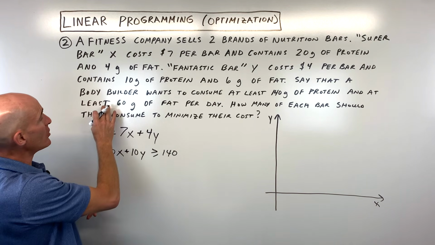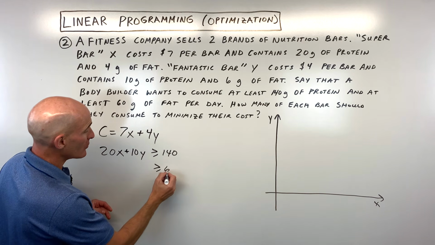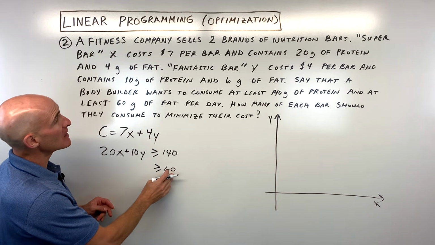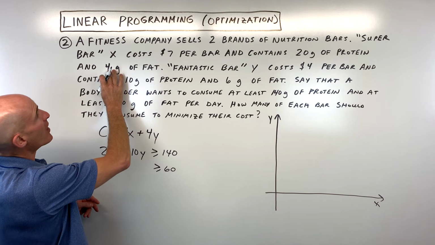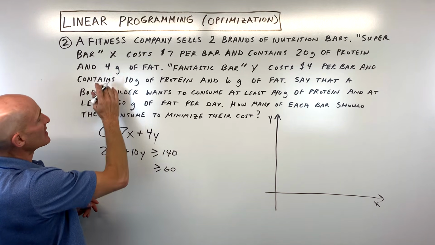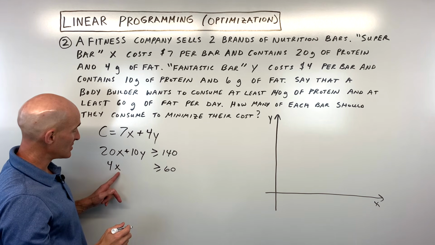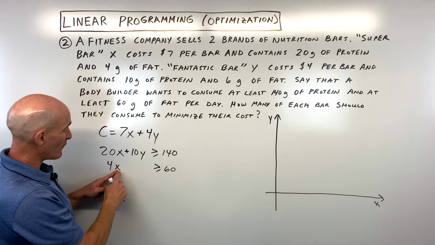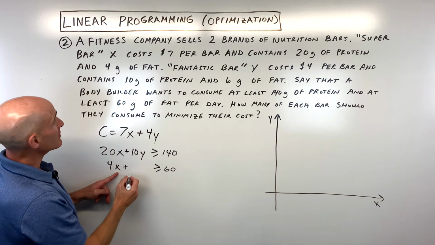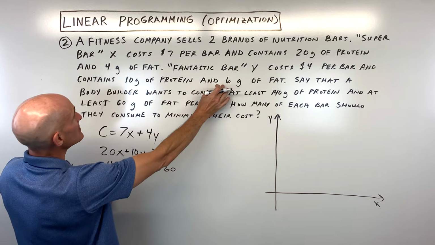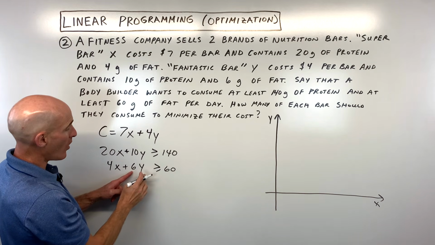Now the fat, they also want to consume at least 60 grams of fat per day. At least means greater than or equal to 60 grams. The first bar, Super Bar X, contains 4 grams of fat. So 4 times the number of bars here. Let's say you consume 5 of these, that'd be 20 grams of fat. And Fantastic Bar Y contains 6 grams of fat. So 6 times the number of bar Y.